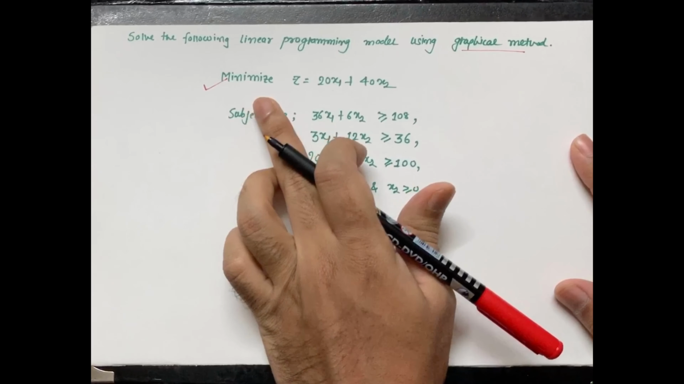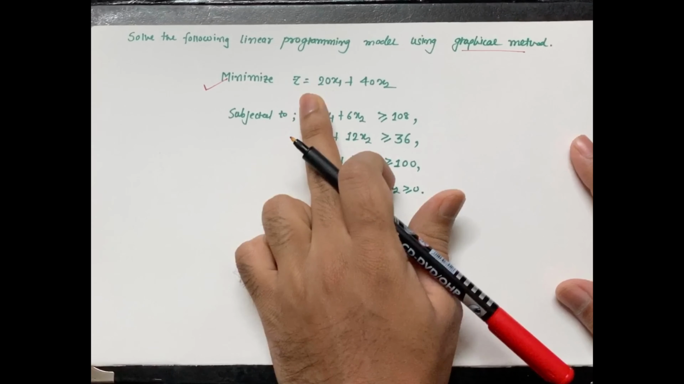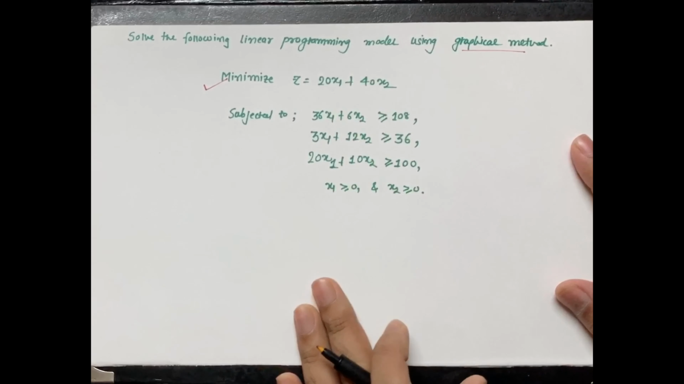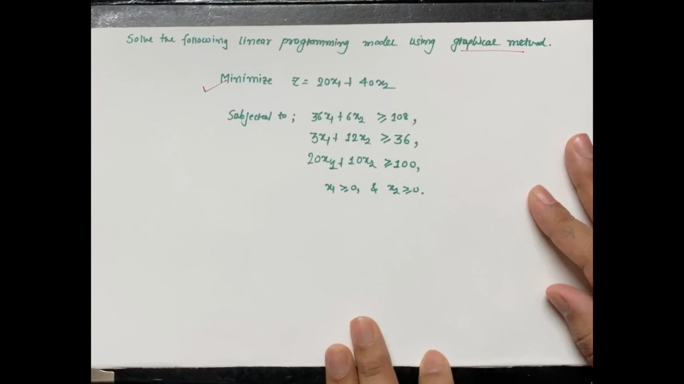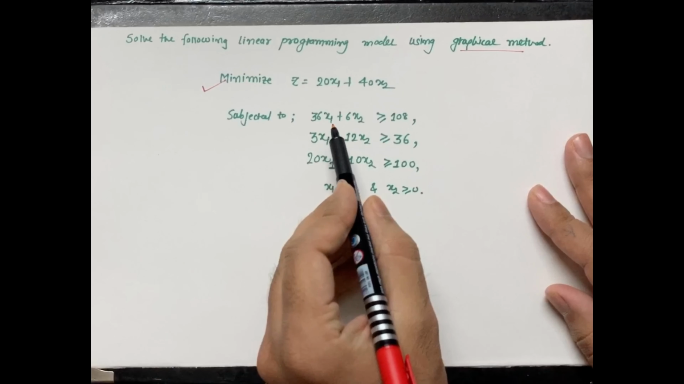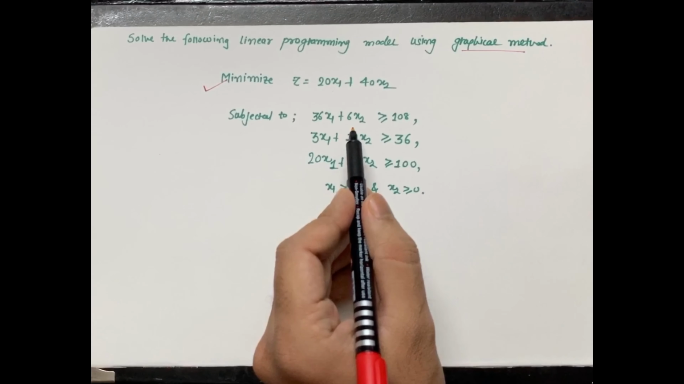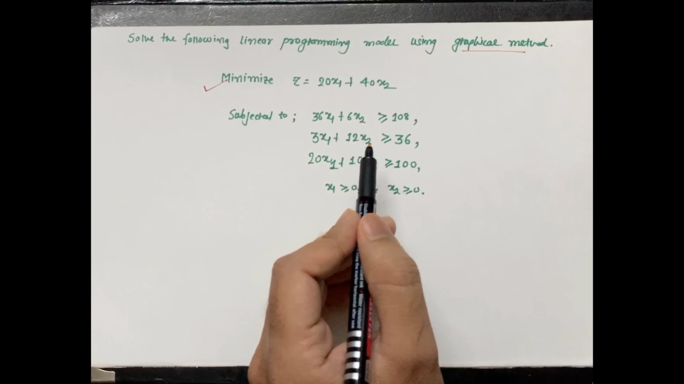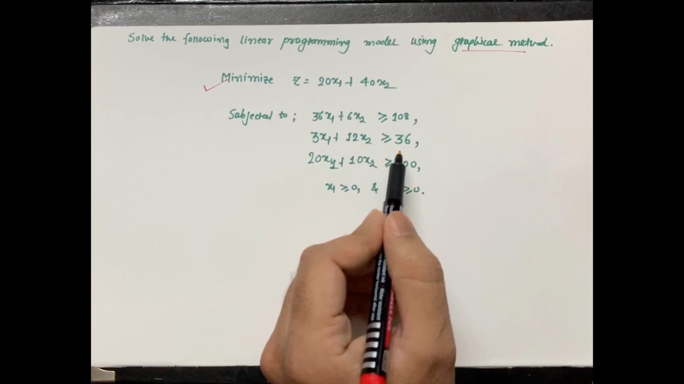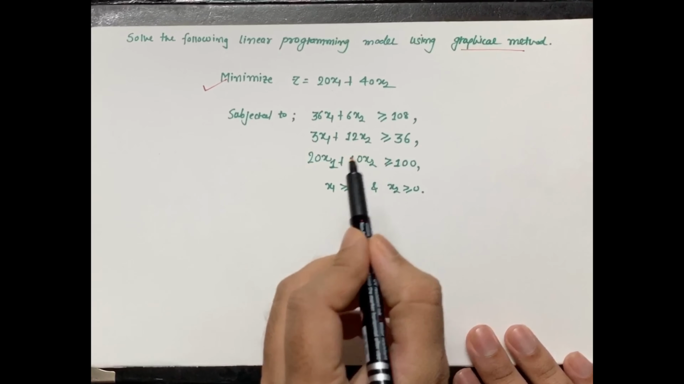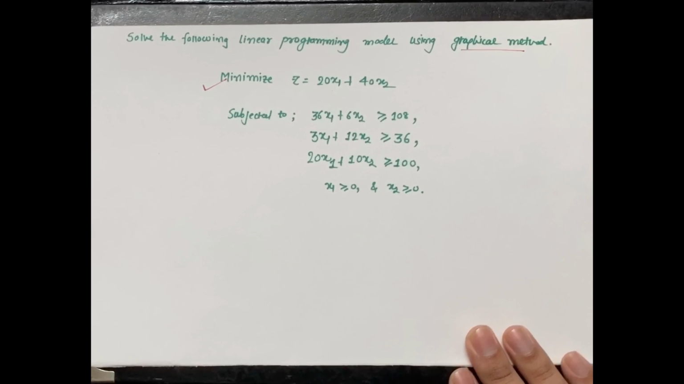The objective function is min Z = 20x1 + 40x2. It is subjected to three constraints: 36x1 + 6x2 is greater than or equal to 108, 3x1 + 12x2 is greater than or equal to 36, and 20x1 + 10x2 is greater than or equal to 100, subjected to the non-negative condition that x1 and x2 should be greater than or equal to 0.